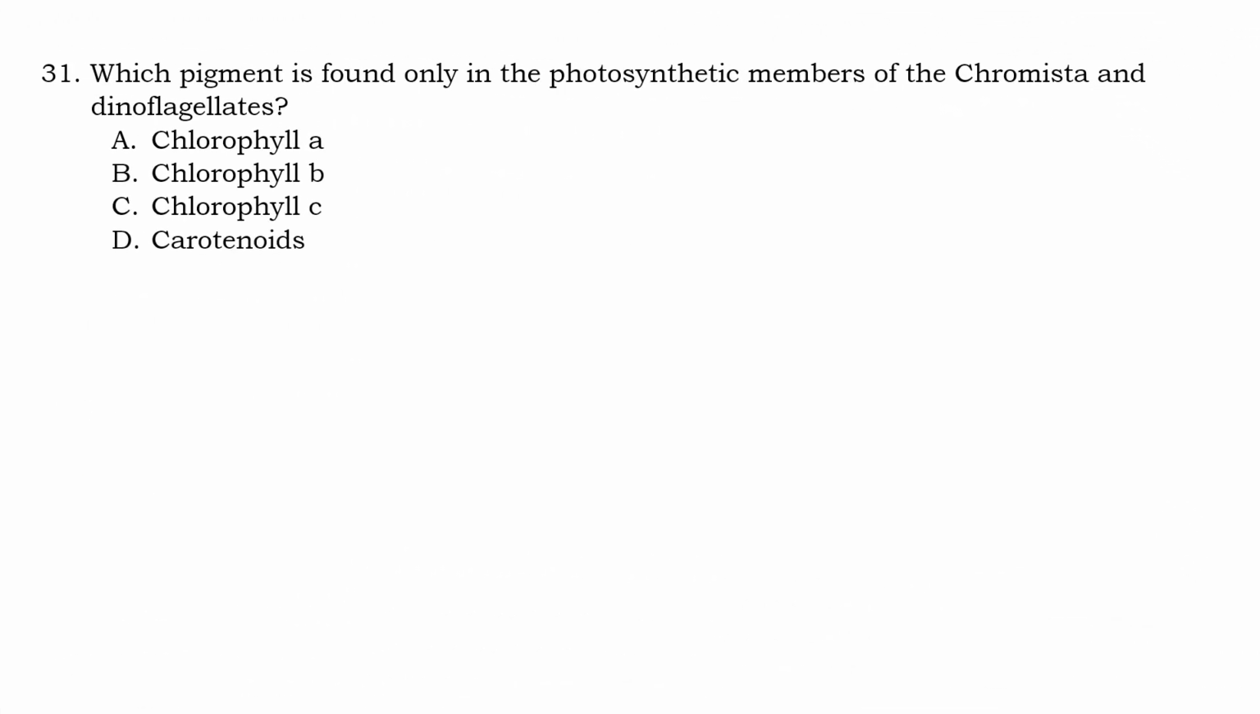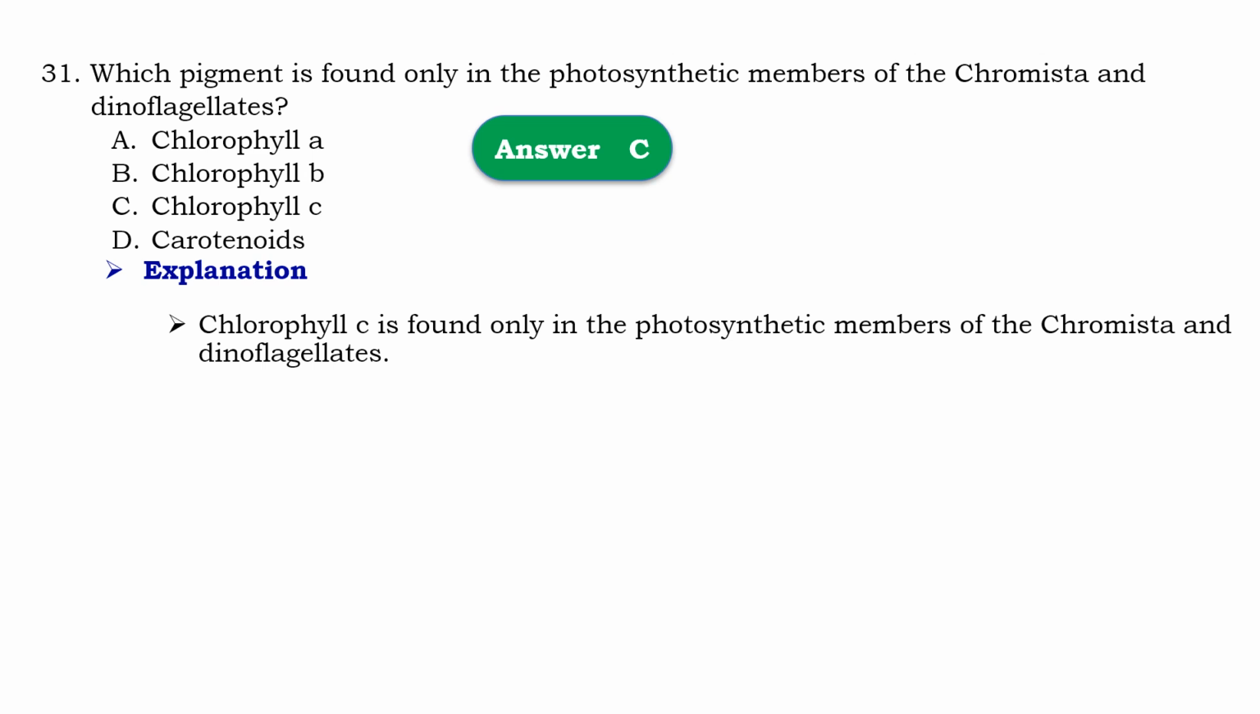Question number 31. Which pigment is found only in photosynthetic members of chromista and dinoflagellates? ከሚከተሉት ፒግመንቶች ፎቶሲንቴቲክ ሜምበር ክሮሚስታ እና ዳይኖፍሌትስ ብቻ ውስጥ የሚገኝ ፒግመንት የትኛው ነው ይላል? So that should be C, chlorophyll C. Means that chlorophyll C is found only in photosynthetic members of chromista and dinoflagellates.